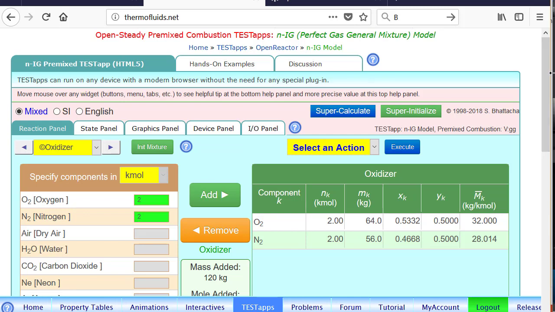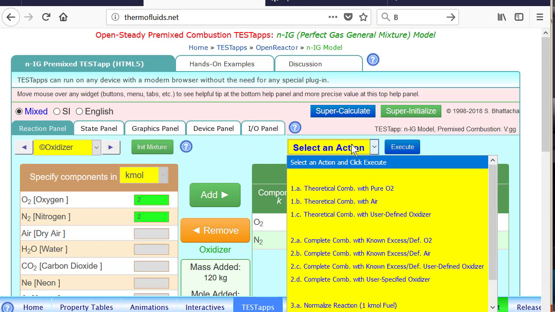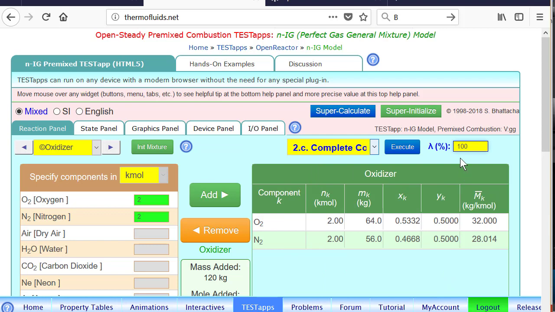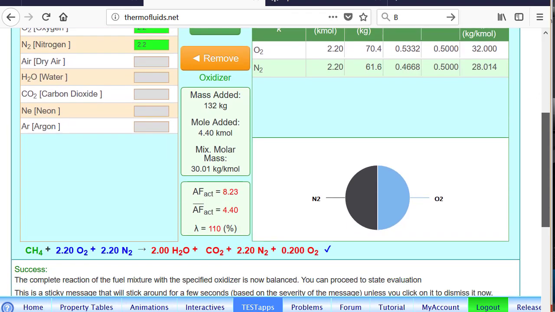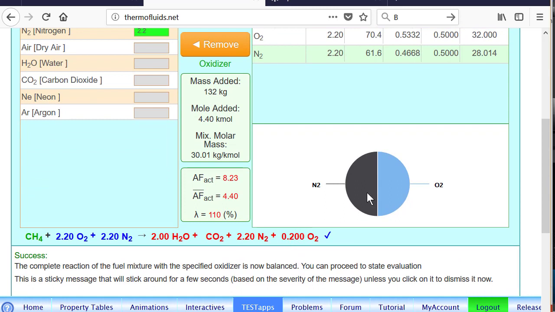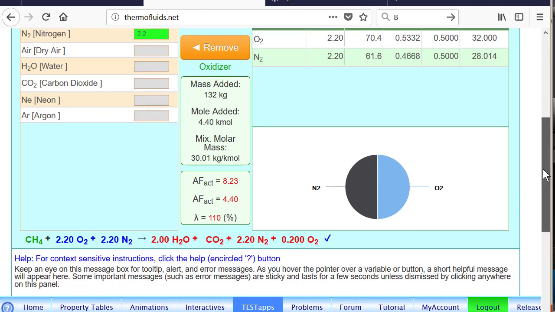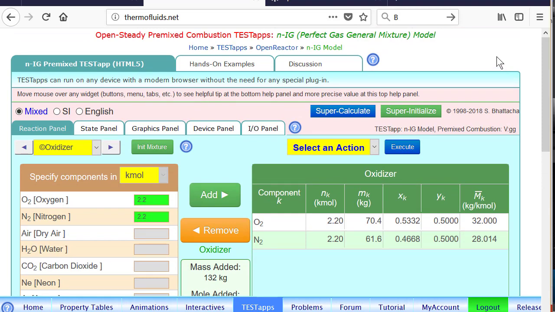Okay, so now to do excess air, we can just go back to balance the reaction with user defined, and if you want 10% excess air, excess oxidizer, we just put 110 here and execute. This time the reaction will have some leftover oxygen as we expect. It's still a 50-50 mixture of oxygen and nitrogen. Instead of 2 and 2, we have 2.2 and 2.2, a 10% excess oxidizer.